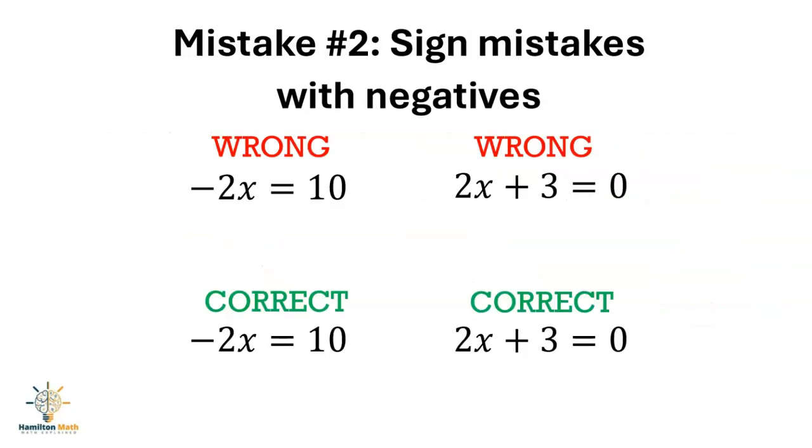Mistake number 2 is sign mistakes with negatives. Here's the wrong way to solve negative 2x equals 10. A number of people might say this. They would say either you divide by 2, and that would be x is equal to positive 5.